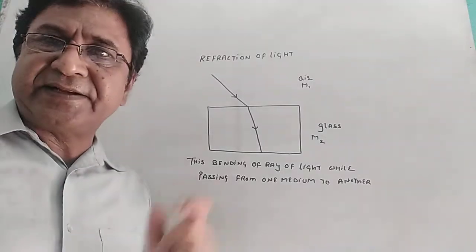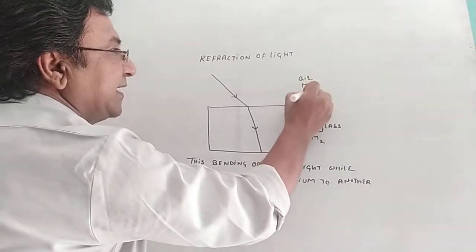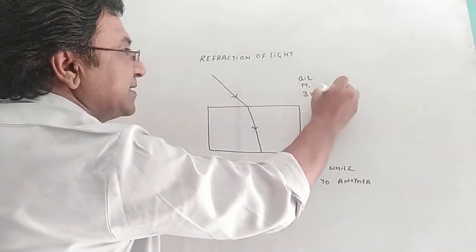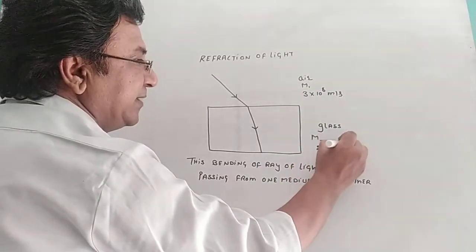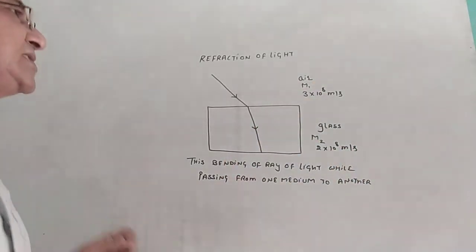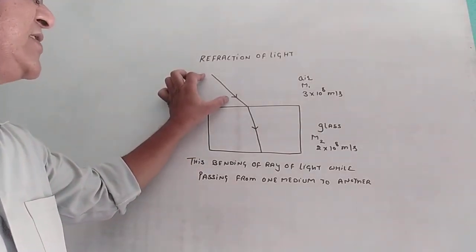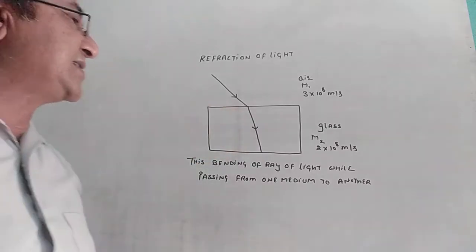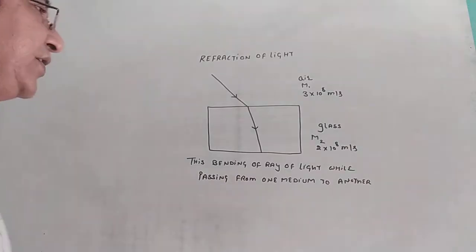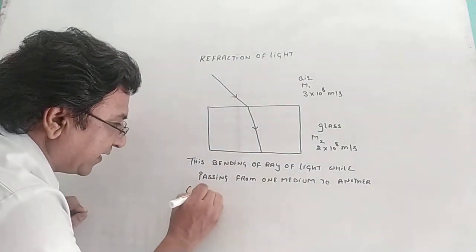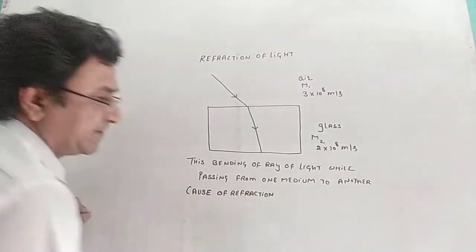Now the question is, why has this ray bent? Already we have discussed that in air, the speed of light is 3 into 10 raised to power 8 meter per second, and in glass it is 2 into 10 raised to power 8 meter per second. So there is a difference in the speed of light when the ray is passing from one medium to another. It was traveling with the speed of 3 into 10 raised to power 8 meter per second. Suddenly the change of speed has come in the glass, that is 2 into 10 raised to power 8 meter per second. That causes bending of the ray of light.